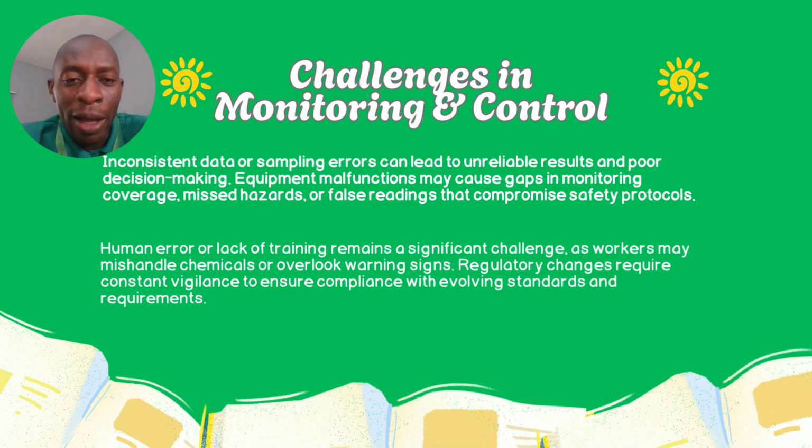Challenges in monitoring chemical control. High cost of equipment: monitoring devices like sensors and safety equipment can be expensive for some organizations to get. Lack of skilled workers: some organizations may not have trained staff or trained people to handle or to monitor chemicals properly. Then we have poor maintenance. When the equipment is not well maintained, it may stop working and it may lead to irregular chemical monitoring.